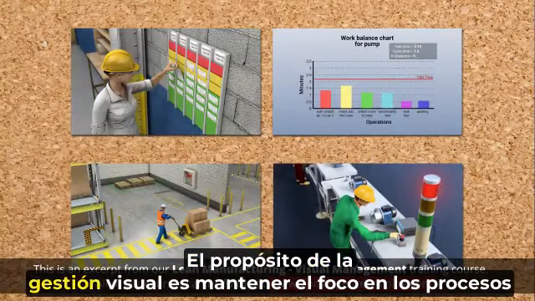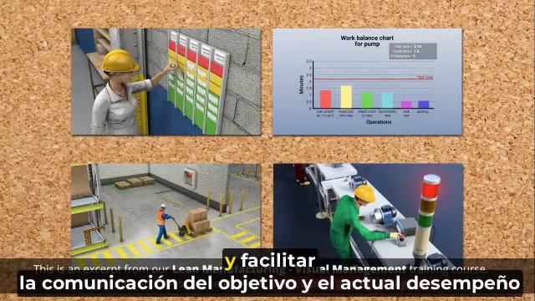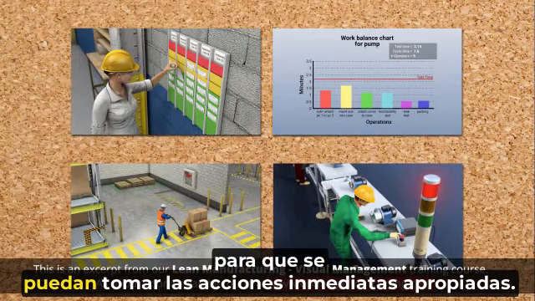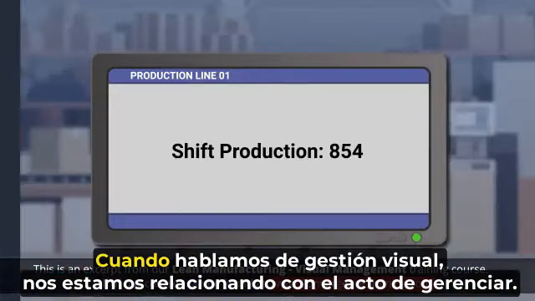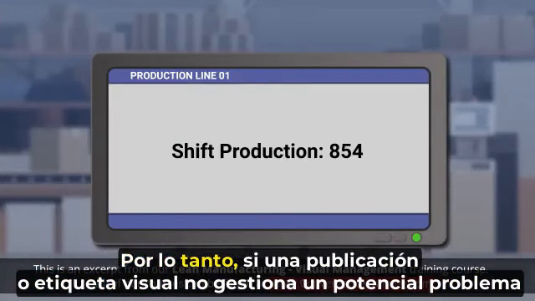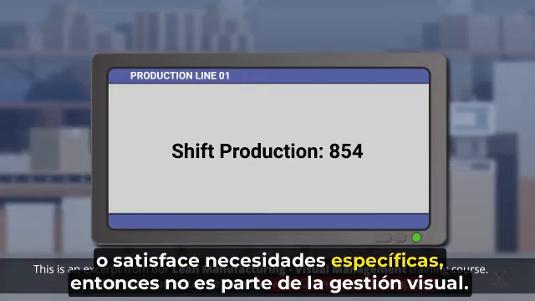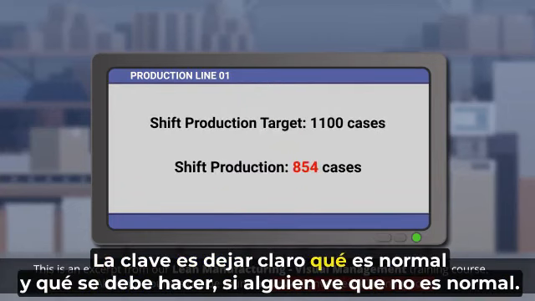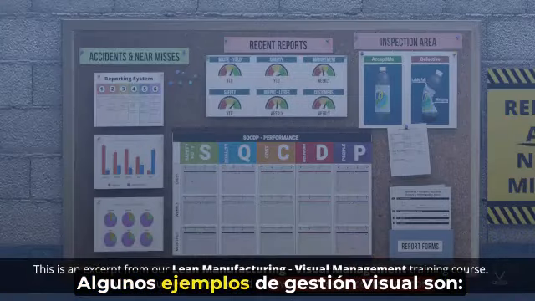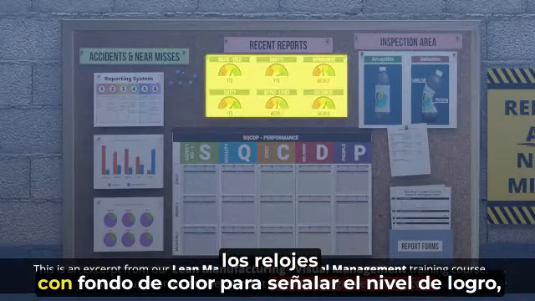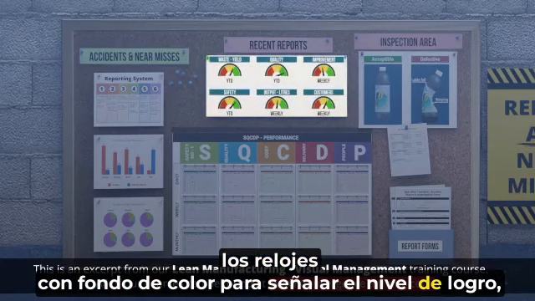The purpose of visual management is to keep the focus on the processes and facilitate communication of the targets and current performance so appropriate immediate actions can take place. When we talk about visual management, we're relating to the act of managing. Therefore, if a visual post or label is not managing a potential problem or meeting specific needs, then it is not part of visual management. The key is to make it obvious what is normal and what needs to be done if someone sees that it is not normal.